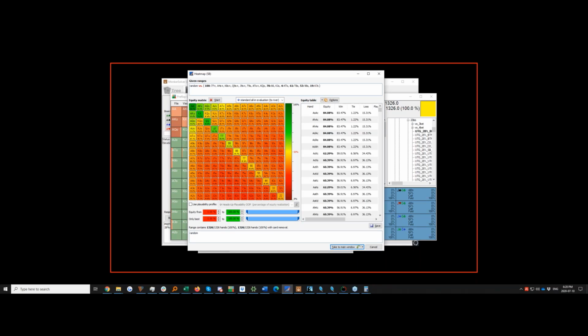Okay, let's see. Can some of you guys in the chat tell me why you think the solver is folding some of these hands even though it has the pot odds to call?